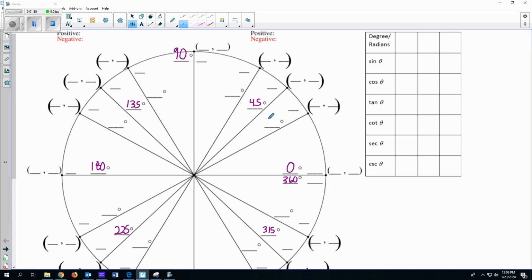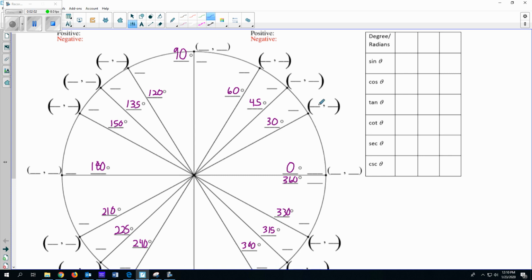Okay, so now we'll look at going by 30. So 0 to 30, then to 60, 90, then we're going to go to 120, then 150, then 180, then 210, and then we'll bounce over to 240, then 270, then to 300, and then to 330. Okay, so now that we have all the degrees written here, we'll look at radians in a different video later on.